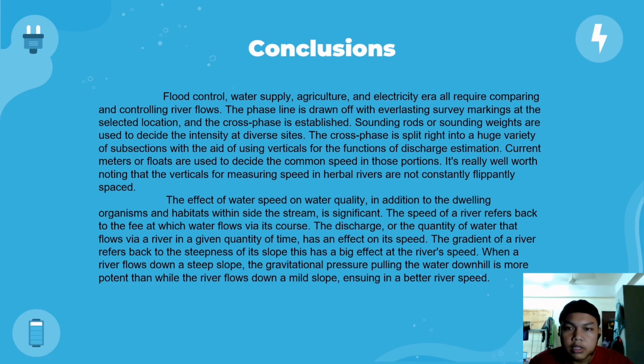The gradient of a river refers to the steepness of its slope. This has a big effect on the river speed. When the river flows down a steep slope, the gravitational force pulling the water downhill is stronger than when the river flows down a mild slope, resulting in a higher river speed.